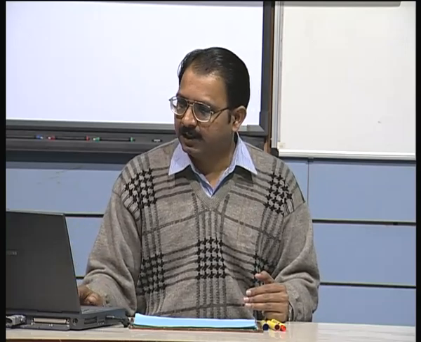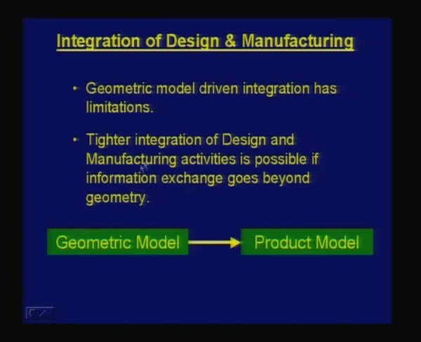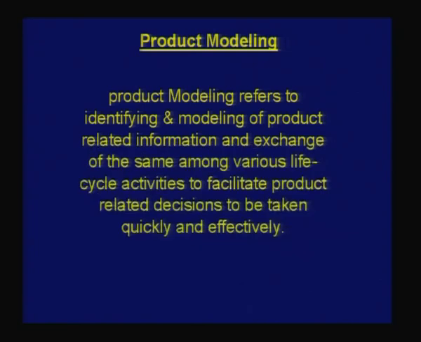This basically summarizes what I said just now. If I want a tighter integration of design and manufacturing, information exchange should go beyond geometry. So, I move from a geometric model to what is called a product model. In a product model, geometry is a subset, but it includes many other pieces of information which are usually needed for taking certain decisions. So, product modeling can be defined as the information and exchange related to all the life cycle activities. Life cycle is an important word to know.